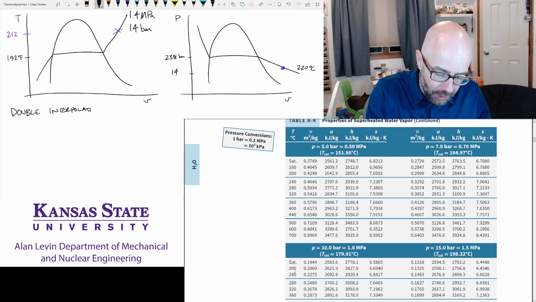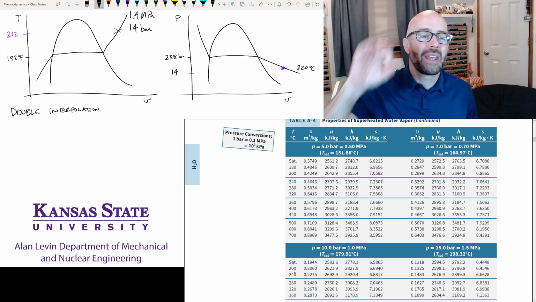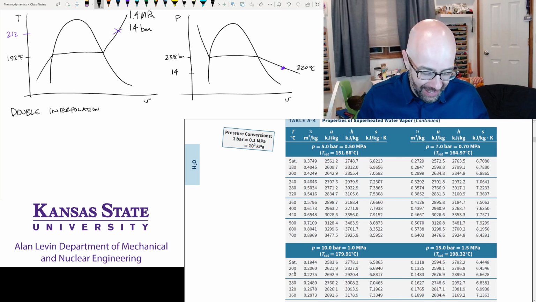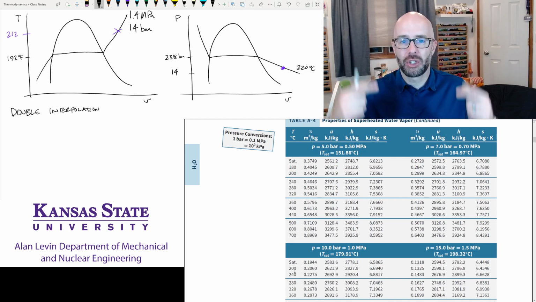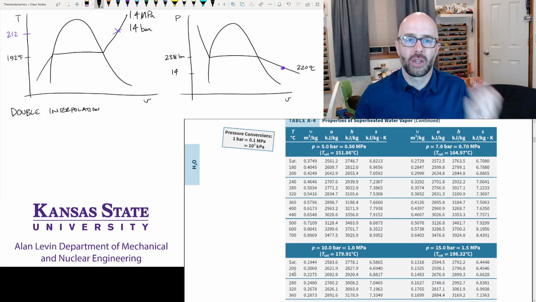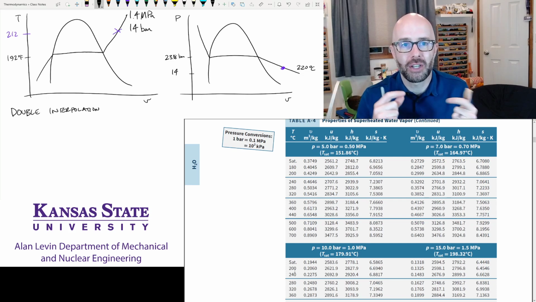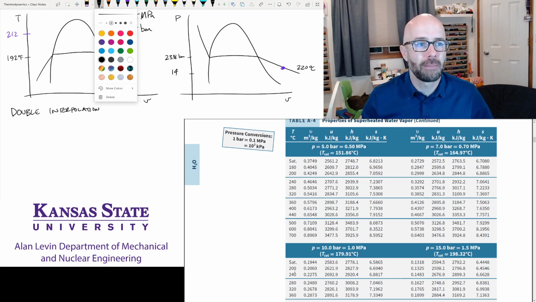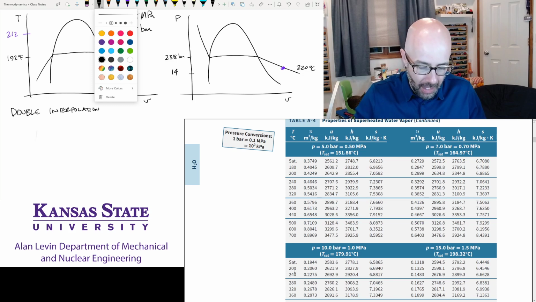Now, the thing about double interpolation is you actually have to interpolate 3 times. You're interpolating one way and then the other way. That's what they call double interpolation, but you actually have to do 3 different interpolations to get this to work. What I like to do with double interpolation problems is make myself another little table here.